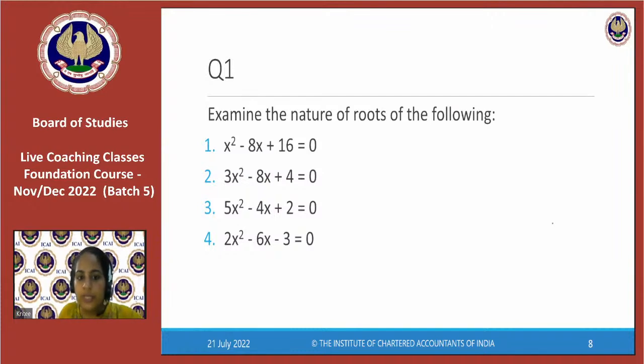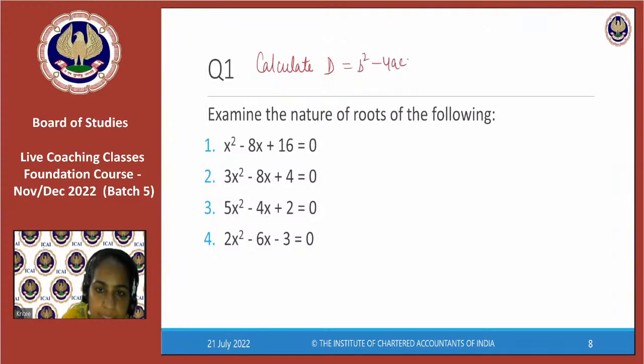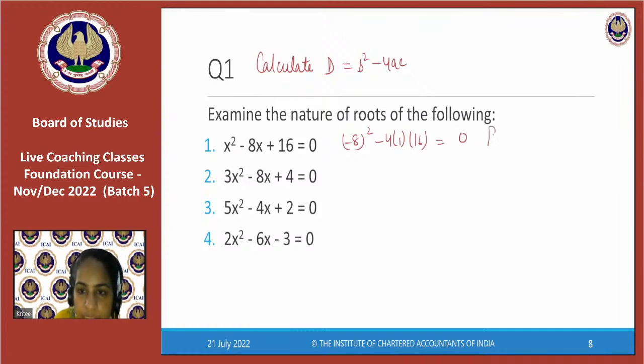Okay, the first question is: examine the nature of the roots. For this, we calculate D. In order to find out the nature of the roots, calculate D. D is B square minus 4AC. So calculating D here, it is (-8k) square minus 4 into 1 into 16, which gives me 0. When you get D equal to 0, we say it has real and equal roots.